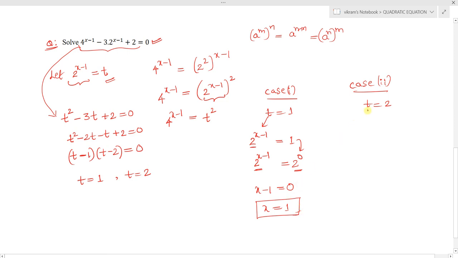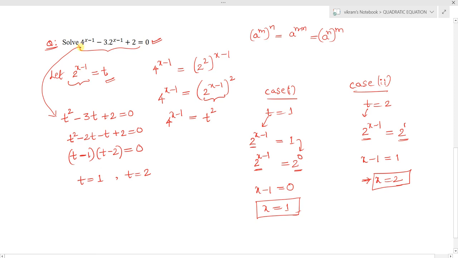And go for case 2. What is case 2? t = 2^(x−1) = 2. So that means 2 is nothing but 2^1. Now the LHS and RHS bases are equal, so we can equate the powers. x − 1 = 1, and we can write this as x = 2.